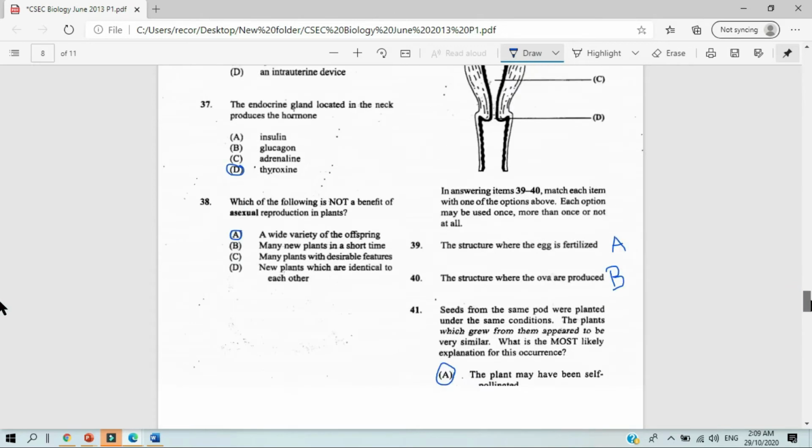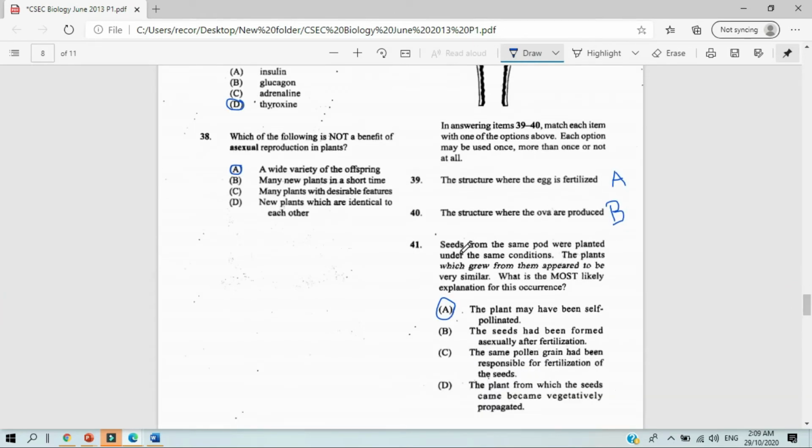For 41, seeds from the same pod were planted under the same condition. Oh, a lot of same here. The plants which grew from them appeared to be very similar. What is the most likely explanation for this occurrence?